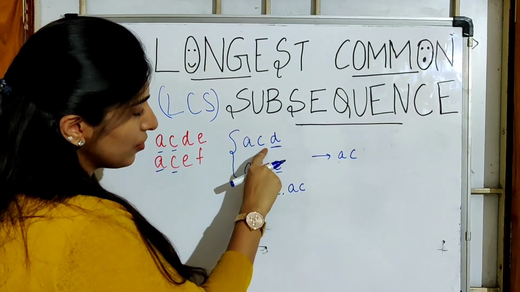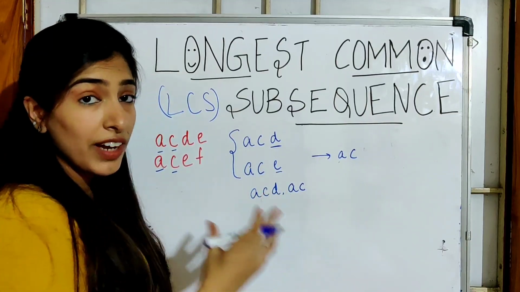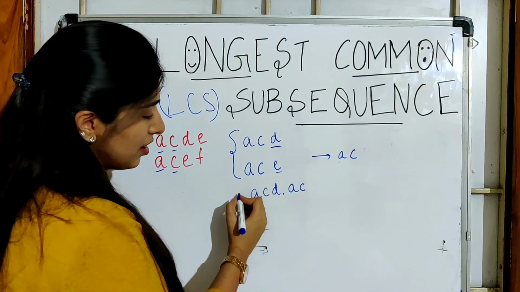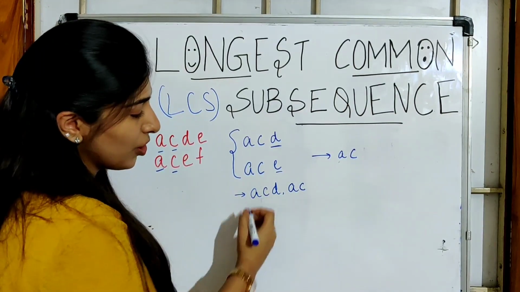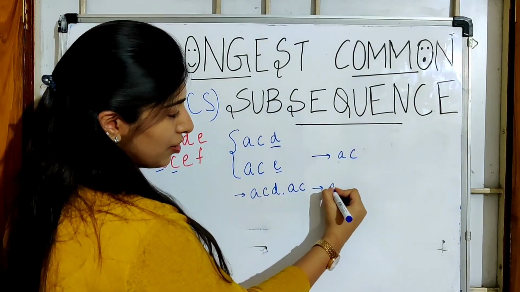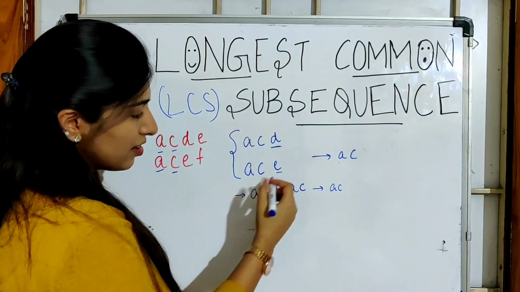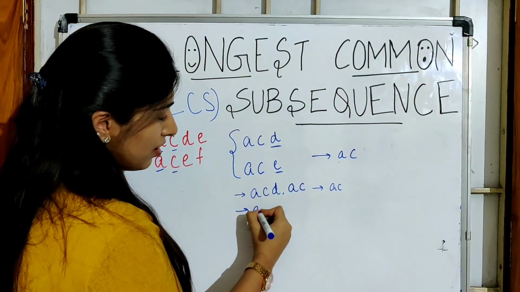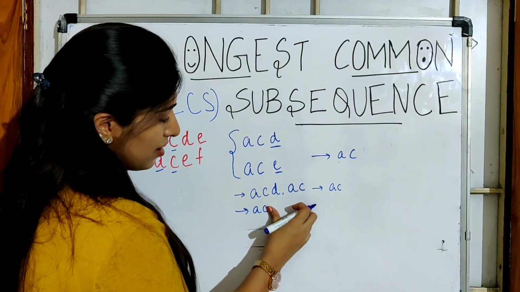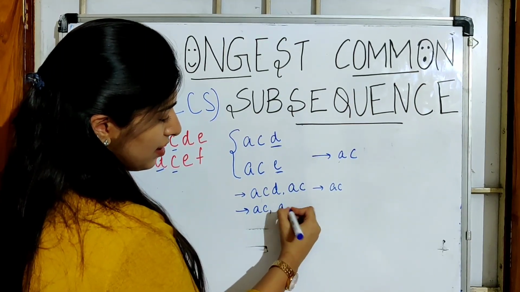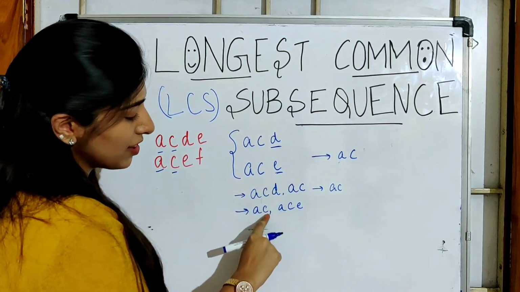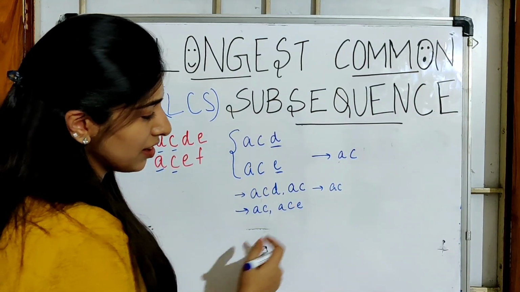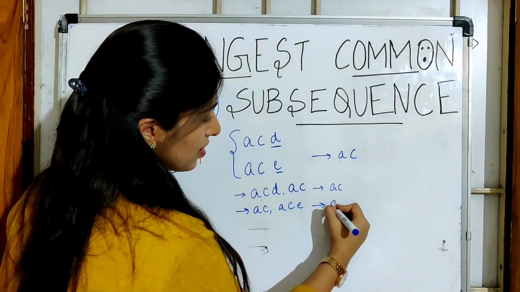To find the LCS of these two, we can divide it into sub-problems. If we had D and we do not consider E, that is one. What will be the LCS of this? That will be AC only. Another is if we have to check whether E will contribute to the answer. That will be ACE. We are not considering D in this case, we are considering E. In the other case, we are considering D, we are not considering E. In this case also it is AC only.